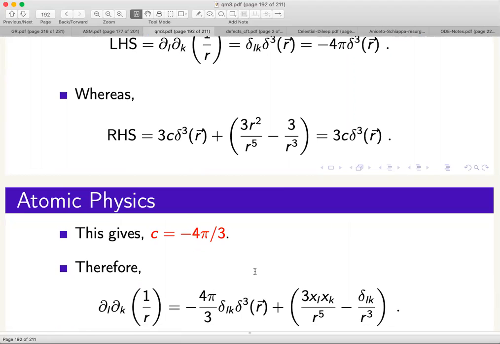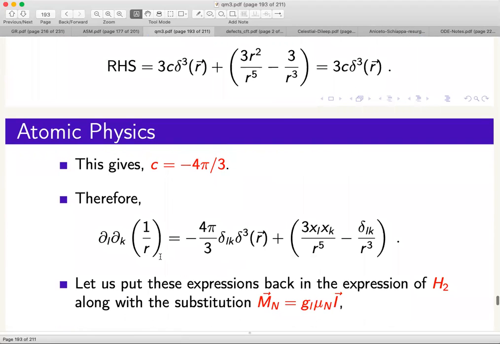So we will take that factor, plug it up here, and we get del L del K acting on 1 over R to be minus 4 pi by 3 times delta LK, the 3-dimensional delta function, plus this piece, which looks like a quadrupolar term.